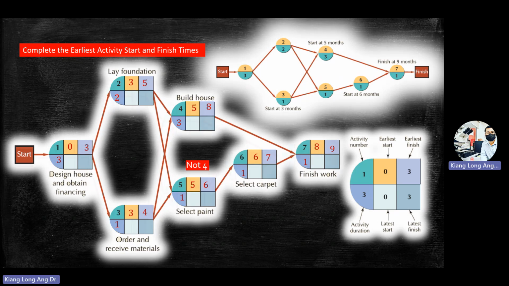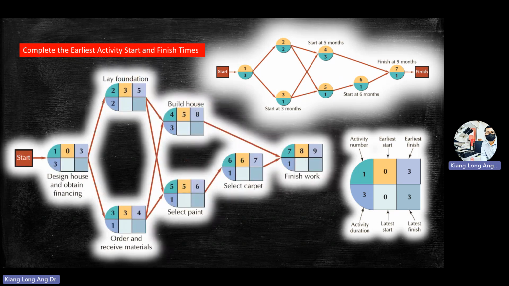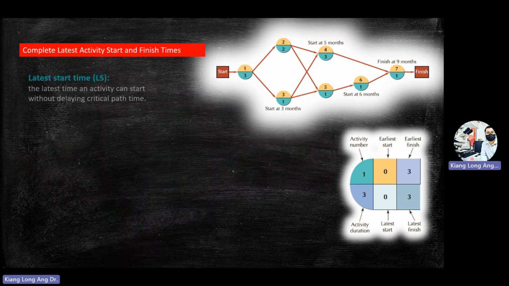Okay. Next one. Once you have all the numbers, now we will do the below one. It's called latest start time, which is below one. Latest start time is the activity you can start without delaying the critical path time. Here referring to critical path time, which is in this case we already know is 9 months.